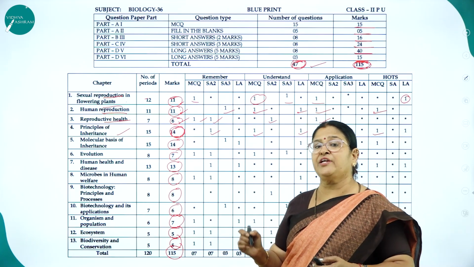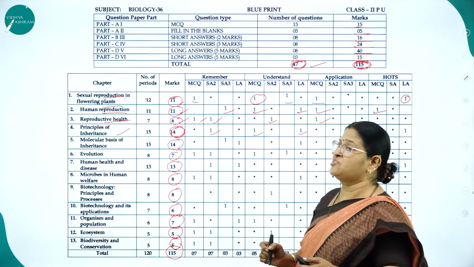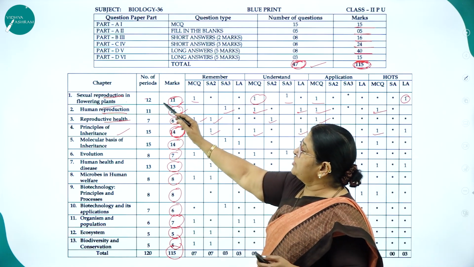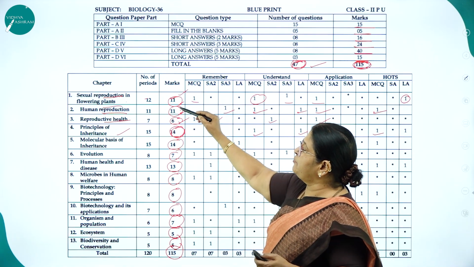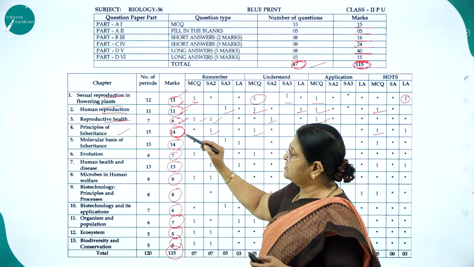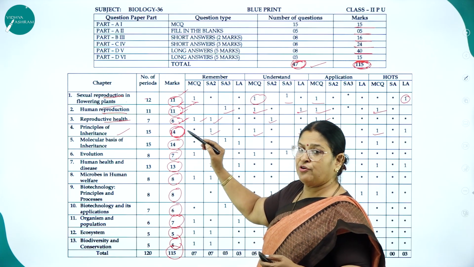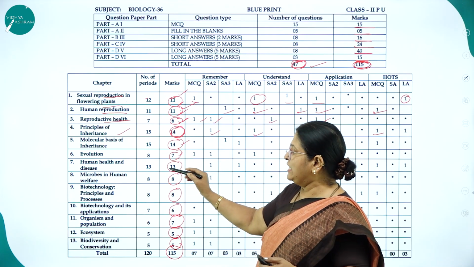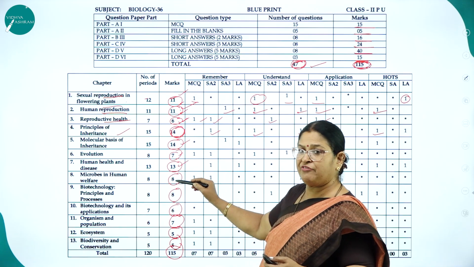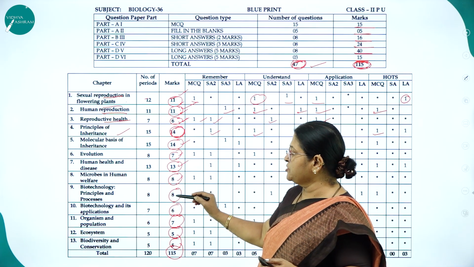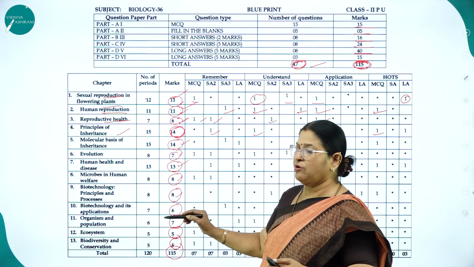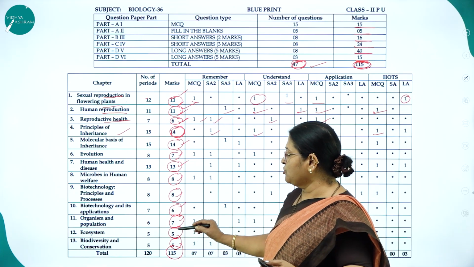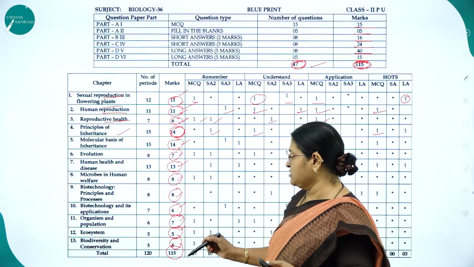So this is a very, very important slide which you need to understand from the examination point of view. Once again I'll repeat. Sexual reproduction in flowering plants 11, human reproduction 11, reproductive health 6, principles of inheritance and variation 14, molecular basis of inheritance 14, evolution 7, human health and disease 13, microbes in human welfare 8, biotechnology principles and processes 8, biotechnology and its applications 6, organism and population 7, ecosystem 5, biodiversity and conservation 5.